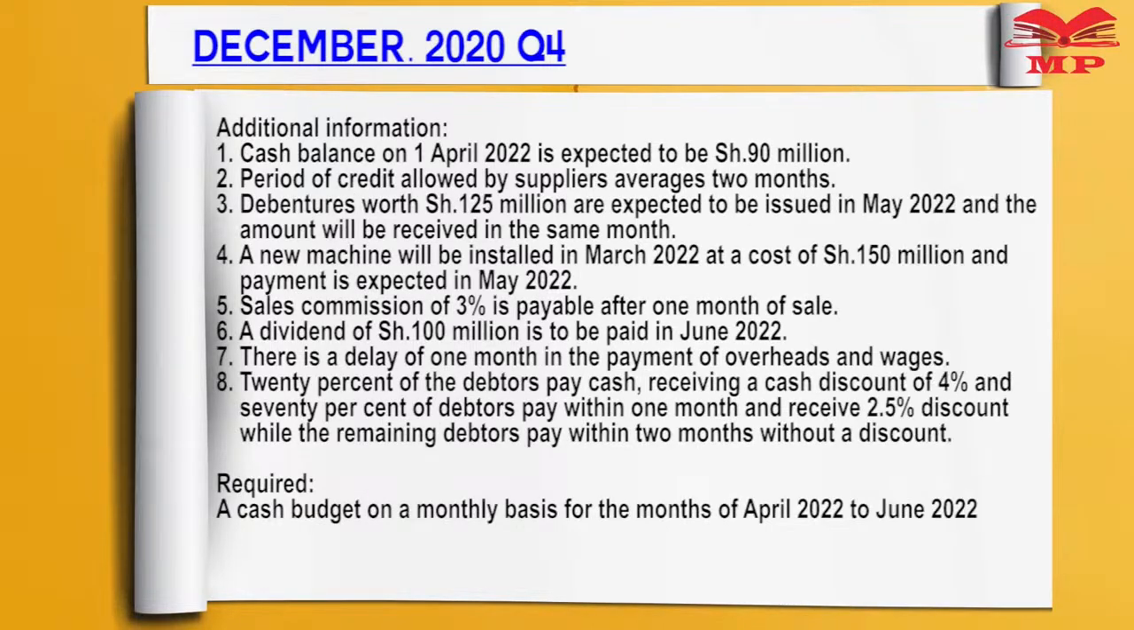So that is note number 1. Cash balance on 1st April is expected to be 90 million. So this is our cash that is to be brought forward. Then note number 2, we are told that the period of credit allowed by suppliers averages 2 months.